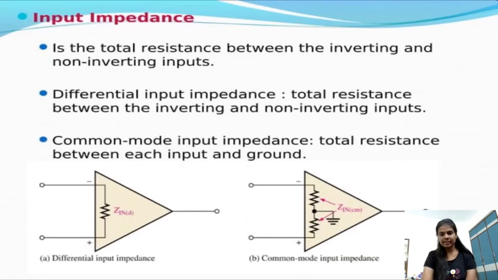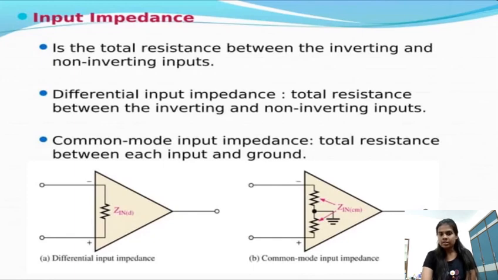The next one is input impedance. It is the total resistance between the inverting and non-inverting inputs. It is divided into two types: differential input impedance and common mode input impedance. Differential input impedance is the total resistance between the inverting and non-inverting inputs, and common mode input impedance is the total resistance between each input and the ground.